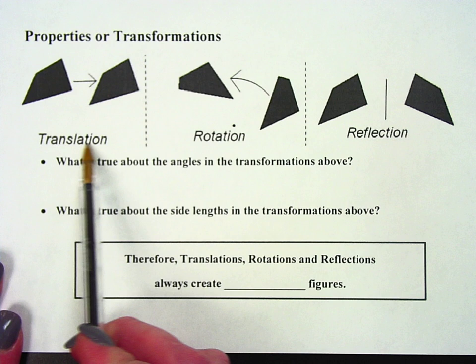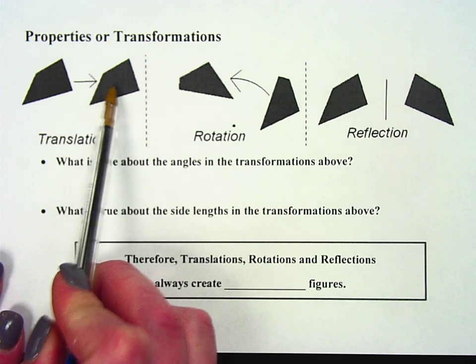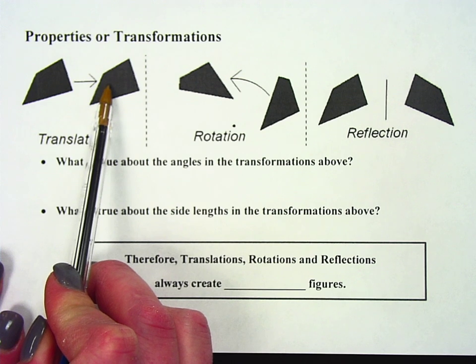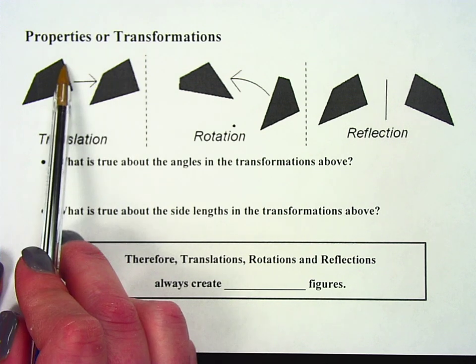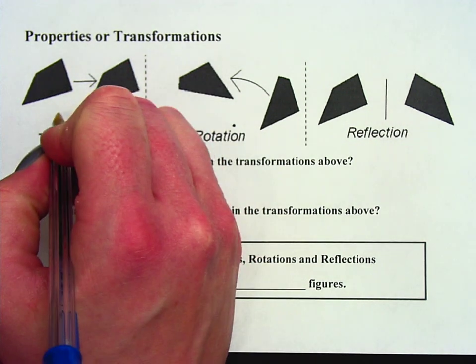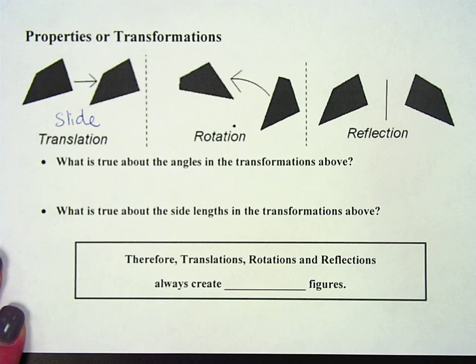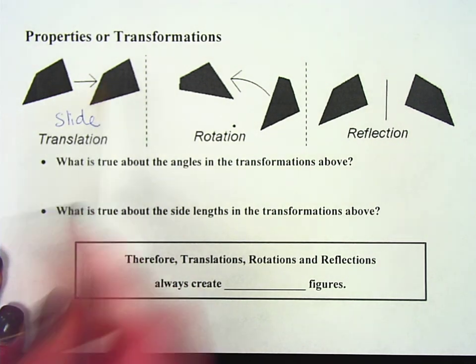The first one was a translation. In this instance, it slid from left to right. Notice the arrows pointing to the right, and my object remained upright. The top corner is still in the top corner. If you'd like to write a reminder to yourself, I'm just going to write slide. I'm going from this one to this one, and it stayed upright.